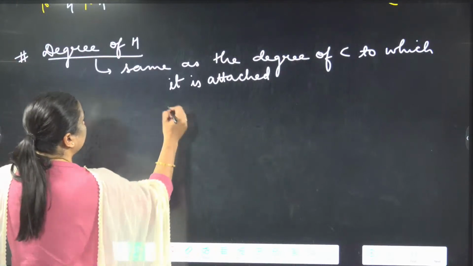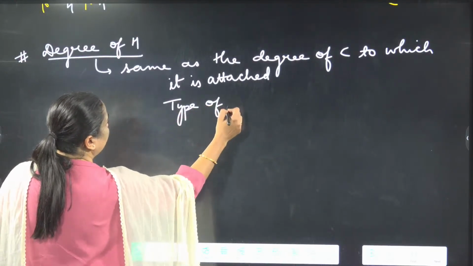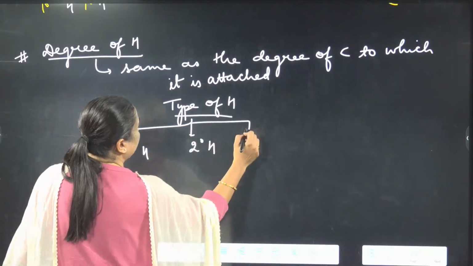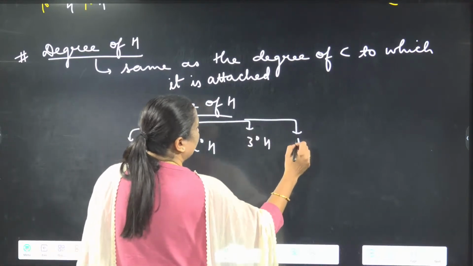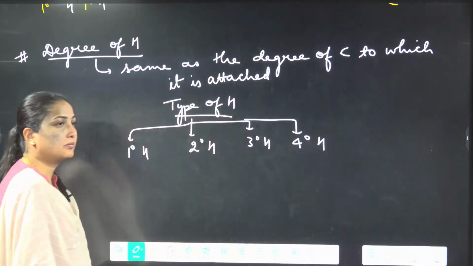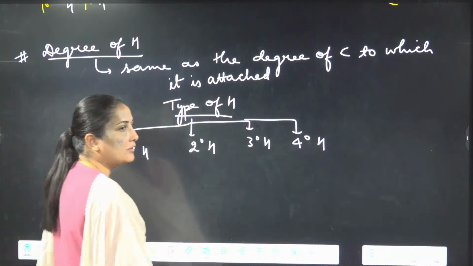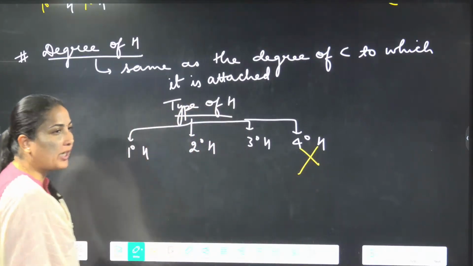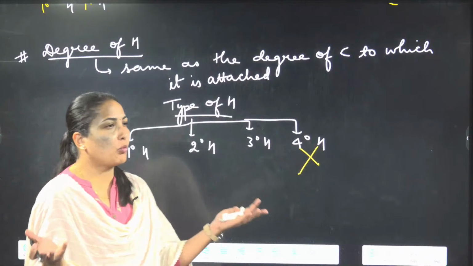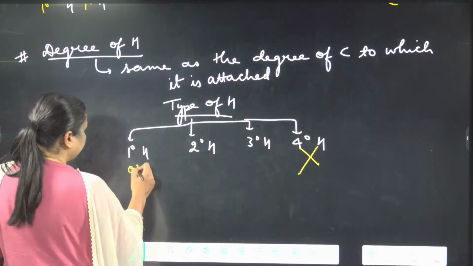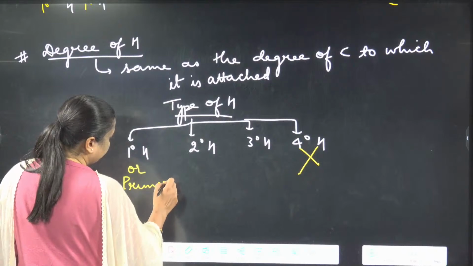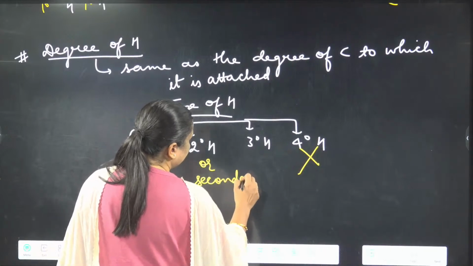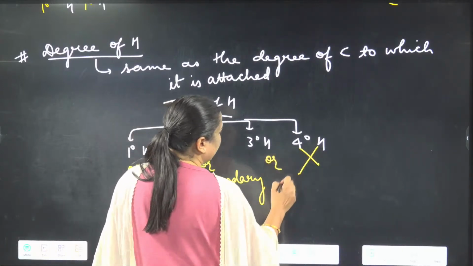So basically, type of hydrogens, how many will I be having? Primary, secondary and tertiary hydrogen. Will I have 4-degree hydrogen? Will I have that? You will not have. Because 4-degree carbon doesn't have any space, or else it cannot form one more bond with hydrogen, right? So this is primary, this is secondary, and this is tertiary.